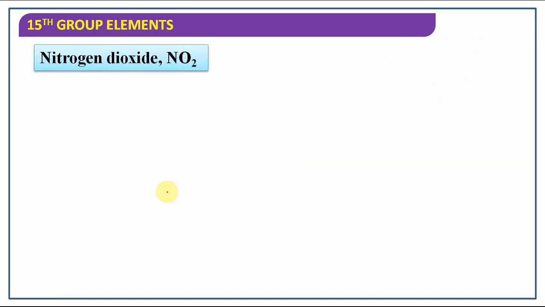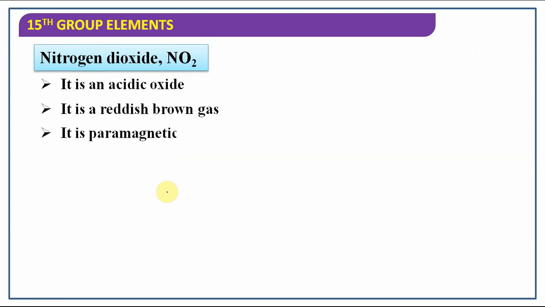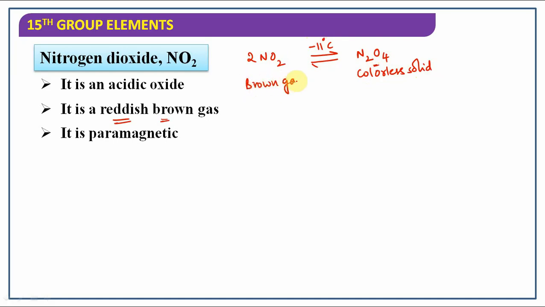That is nitrogen dioxide. Nitrogen dioxide is an acidic oxide and it is a reddish brown gas. Generally, this reddish brown gas, children, if it is cooled to around minus 11 degrees Celsius, gives you a colorless solid, that is N2O4. The reddish brown gas NO2 can be cooled into N2O4, meaning it is undergoing dimerization. That's the reason we got a colorless solid. The dimer is nothing but N2O4.